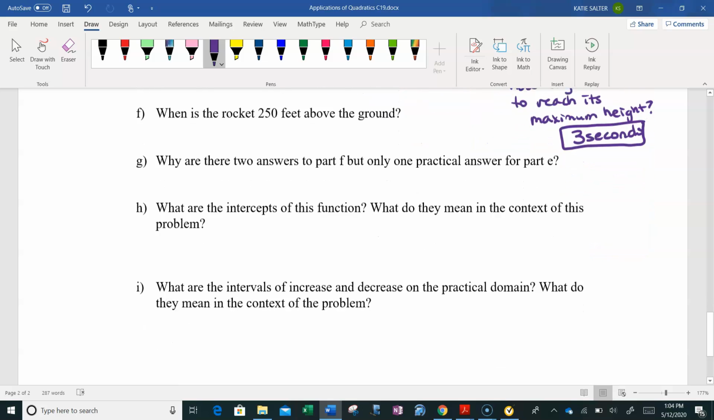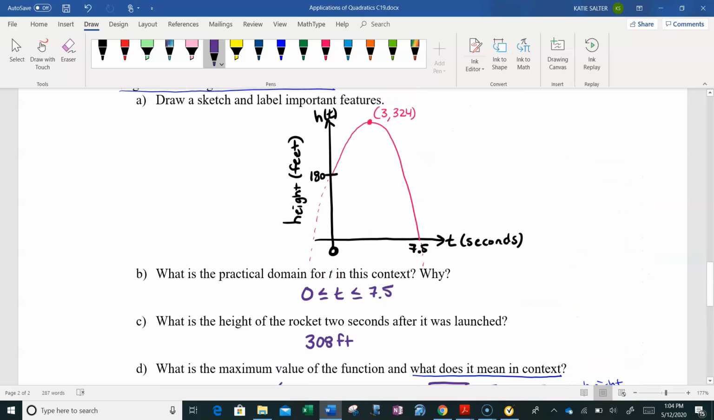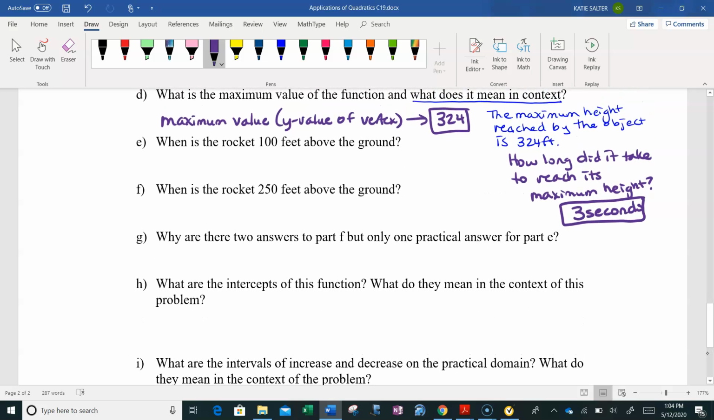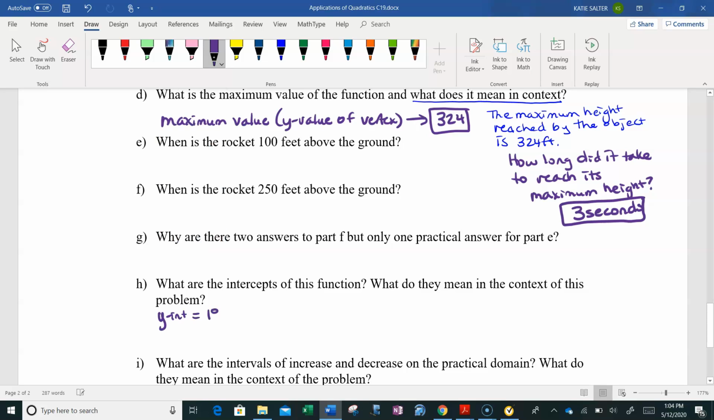Okay, I'm going to skip down real quick to some of the questions at the bottom. What are the intercepts of this function, and what do they mean in the context of this problem? All right, well, again, we wouldn't worry about this intercept over here, because it's not in the context. The intercepts we would be talking about is the 7.5 and the 180, the x-intercept and the y-intercept here. So what does the 180 stand for in the context of the problem? The y-intercept of 180 is the initial height of the rocket.